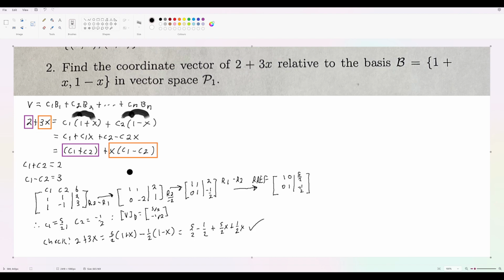Once again, we're going to set up our augmented matrix, our solution matrix, and RREF to find our solutions for our respective pivots. Once we do that, we see that C1 is equal to 5/2, and C2 is equal to -1/2. Therefore, our coordinate vector, once again, is with respect to the coefficients in order, so our first one is going to be 5/2. We can check that really quickly: 5/2 times (1 plus x), and -1/2 times (1 minus x). Once we simplify this, we find that it's equal to 2 plus 3x.